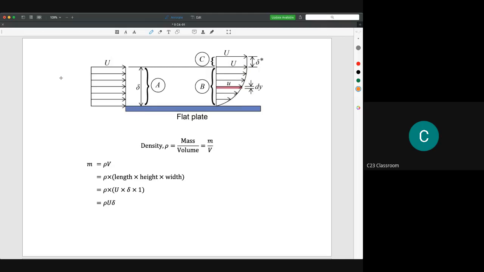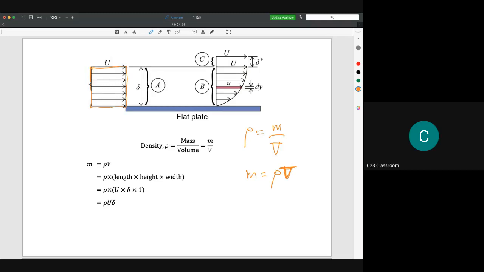we need to calculate the mass. So we know that the density here is mass over volume. So what we need to do is to calculate the mass, so we are calculating rho and volume. And it is okay for us to calculate the volume of this area.